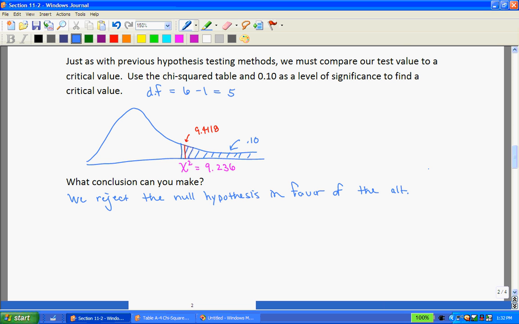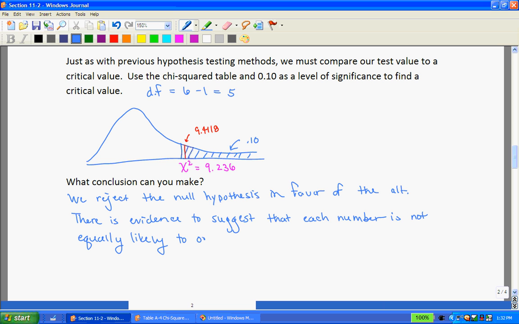So rejecting the null here means that there is evidence to suggest that each number is not equally likely to occur. So I guess short and sweet we would say the die is not fair.